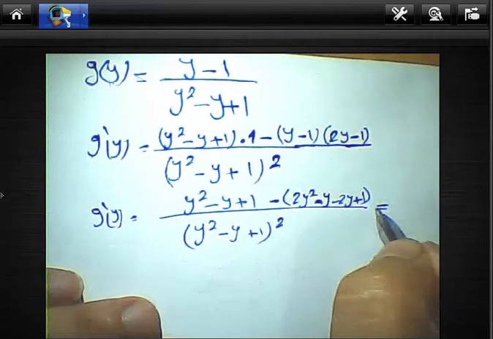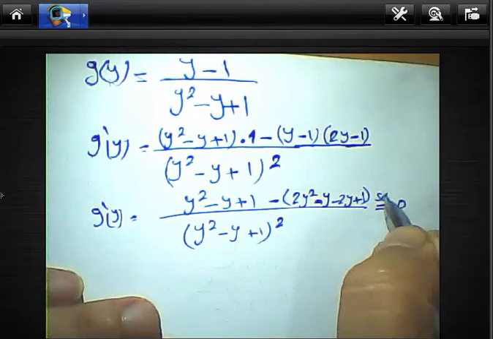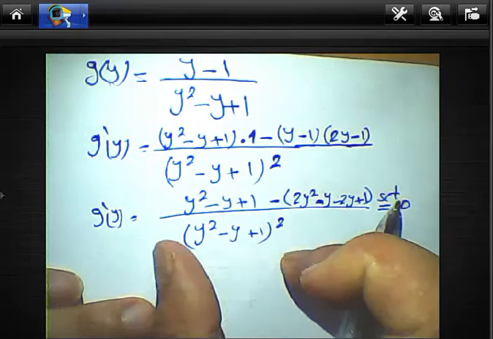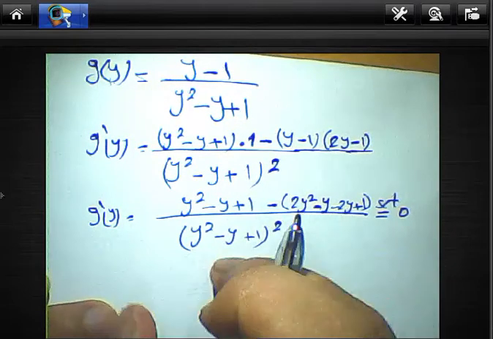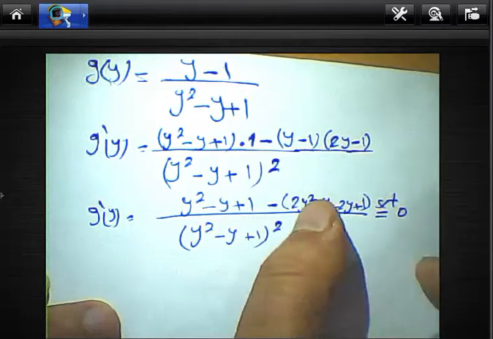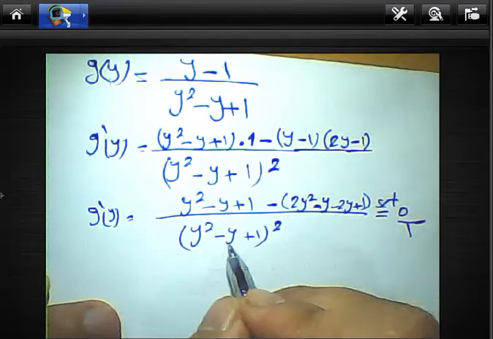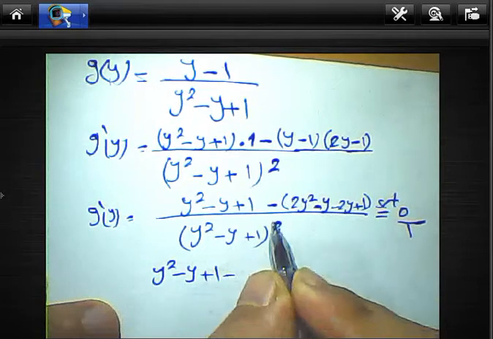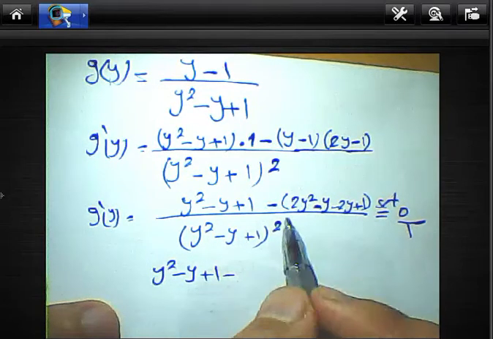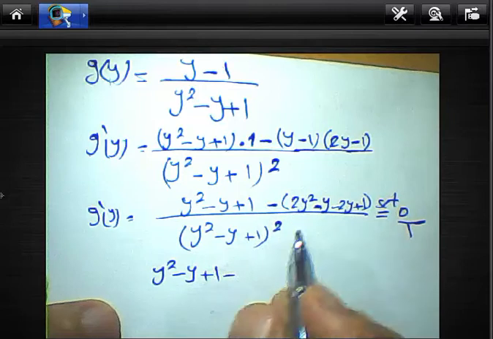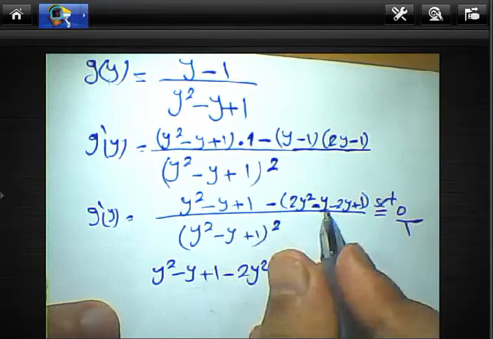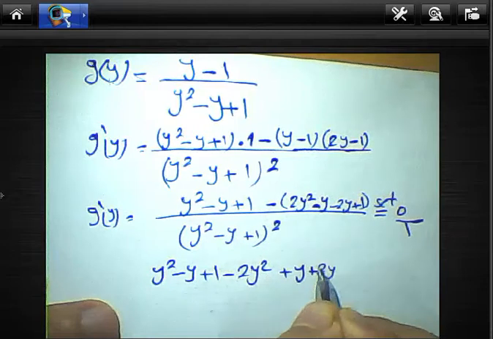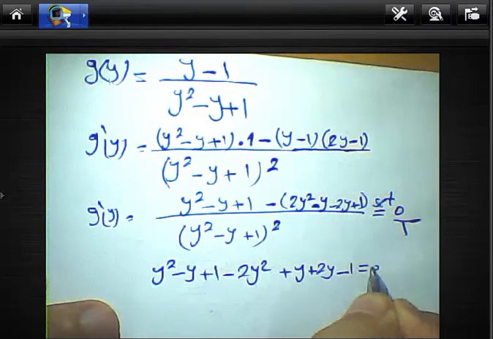We must let this expression equal 0. If this expression is 0, the denominator will be cancelled because the product of extremes equals the product of means. So we have y power 2 subtract y plus 1, negative. We can write negative and distribute it over this expression. Negative times positive equals negative 2y power 2. Negative times negative equals positive y, and negative times negative equals positive. Negative times positive equals negative. And they are equal to 0.